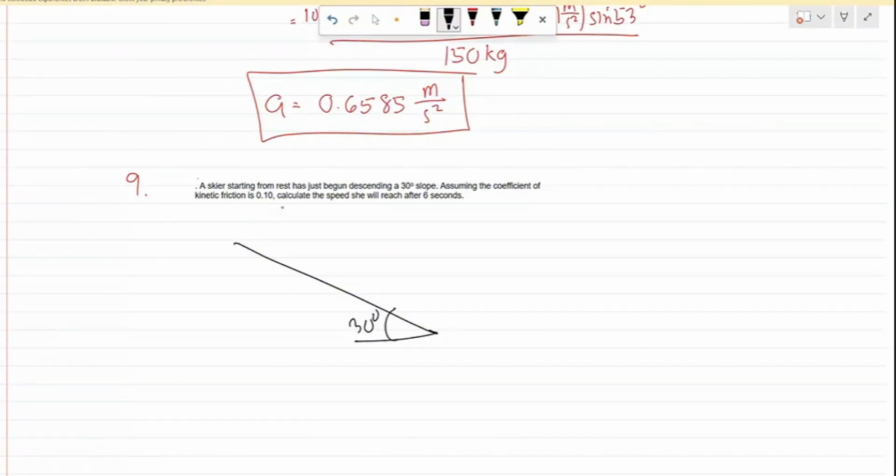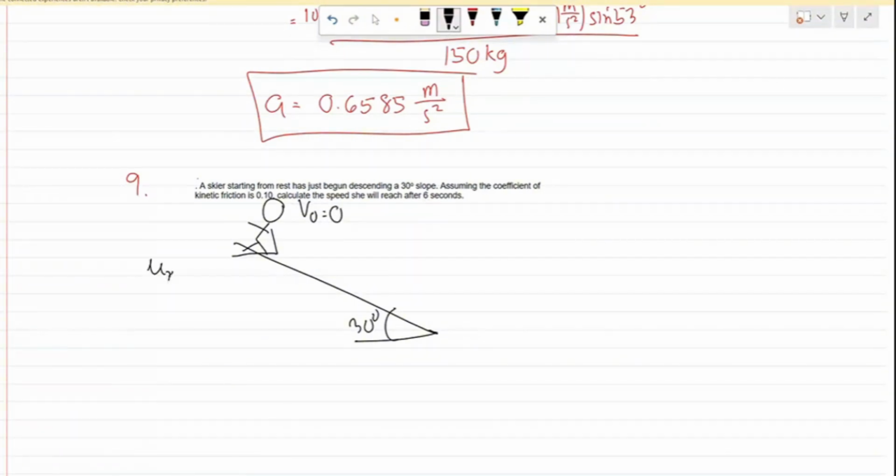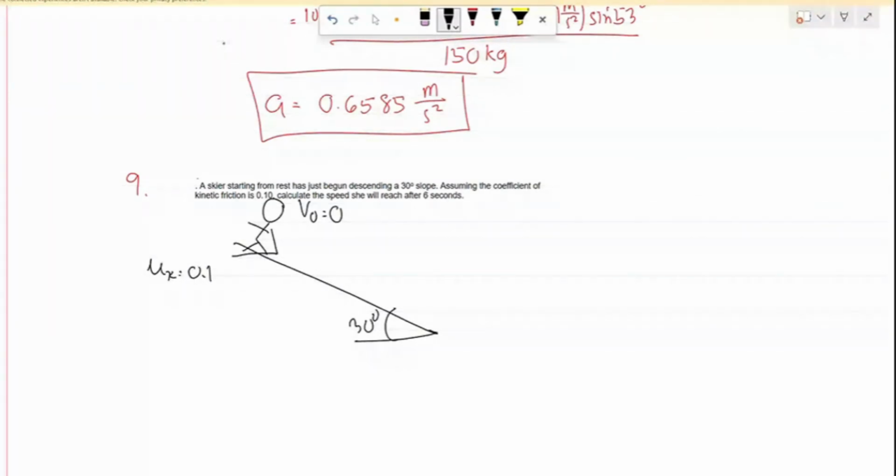Okay, so meron daw po tayong nag-ski. Okay, ano ba yung itsura nun? Babasahin na lang. Okay, 30 degrees. Okay, sir, starting from rest, therefore, initial velocity is 0. Okay, so dito guys, assuming meron daw kinetic friction, so mu sub k is what? 0.10. So calculate the speed she will reach after 6 seconds. Sir, pababa po yan.